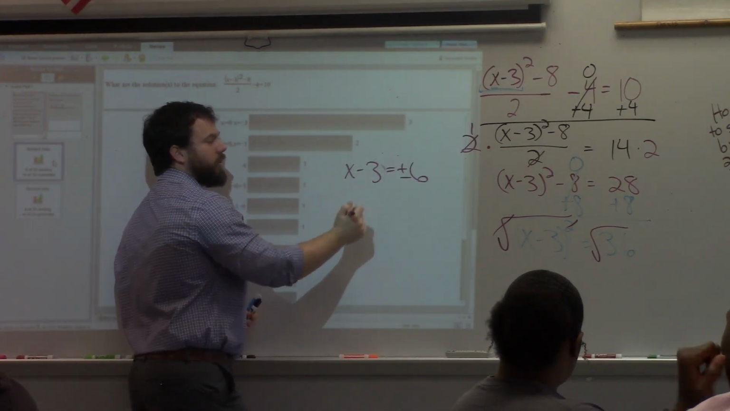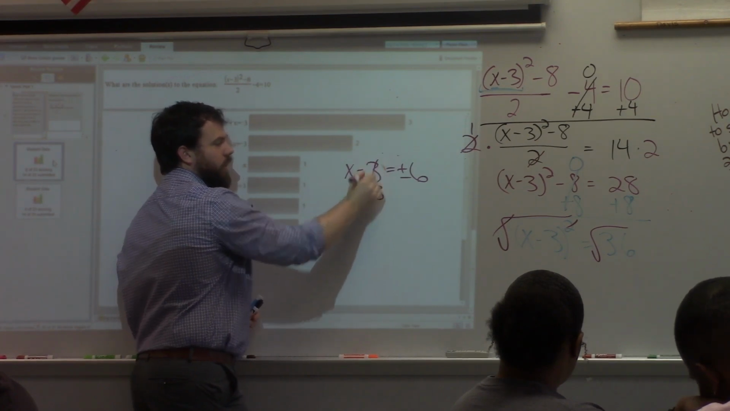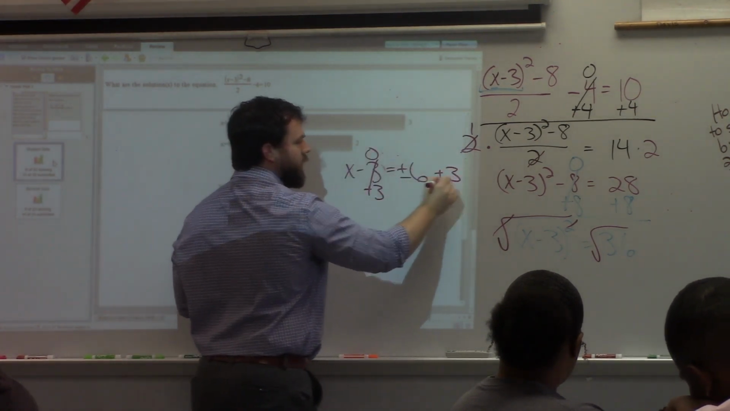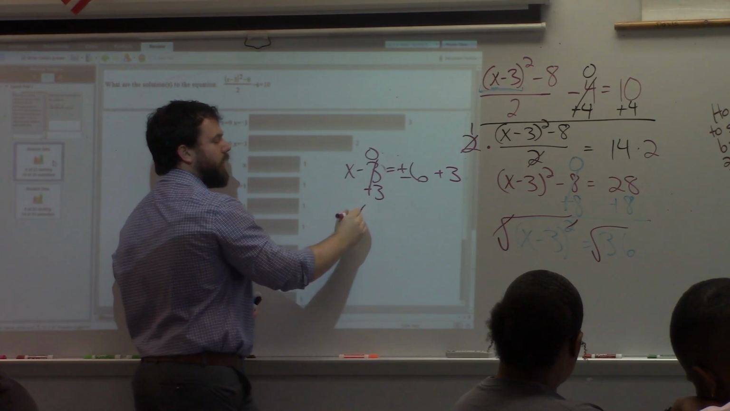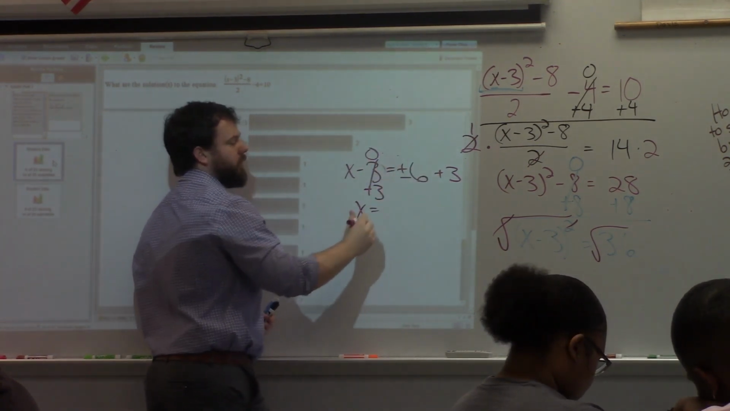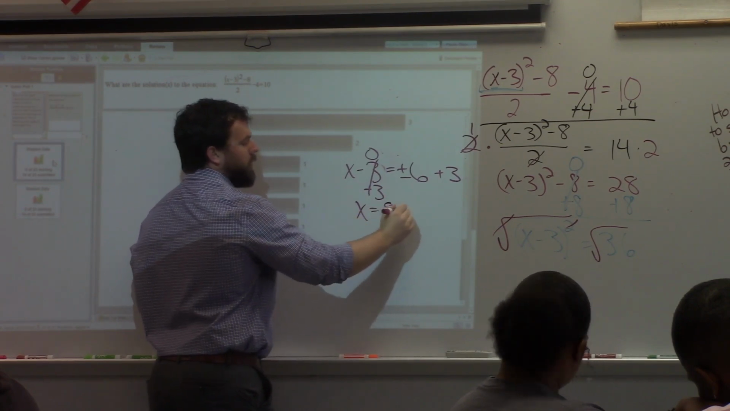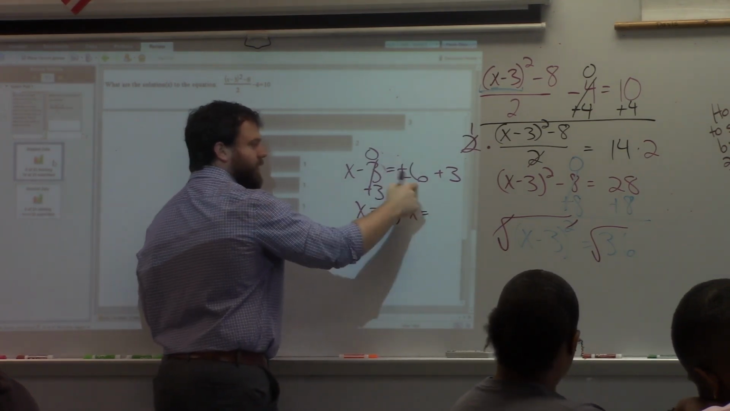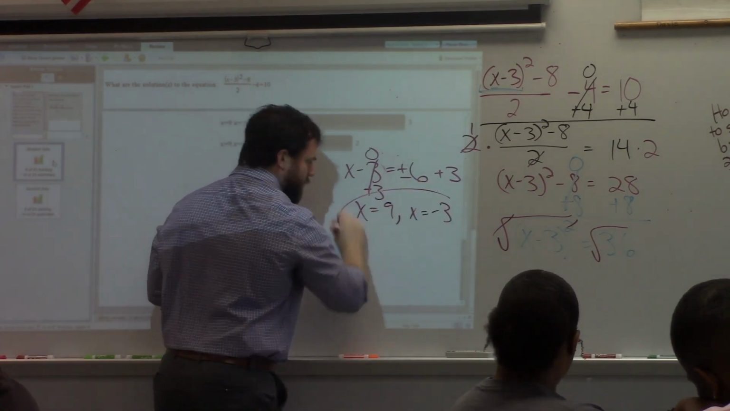Only one last operation now. I'm going to add 3 to create a 0. Remember, I have to create an equivalent equation, so what I do to one side, I do to the other. And so what is a positive 6 plus 3? 9. What is a negative 6 plus 3? Negative 3. There's my solutions.